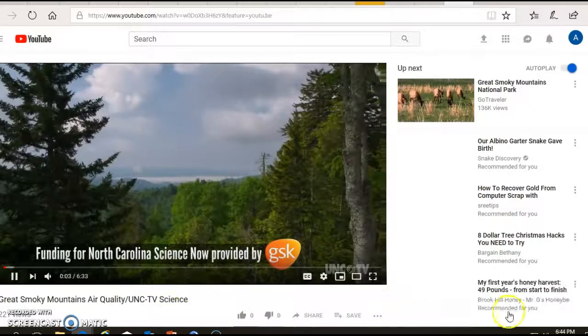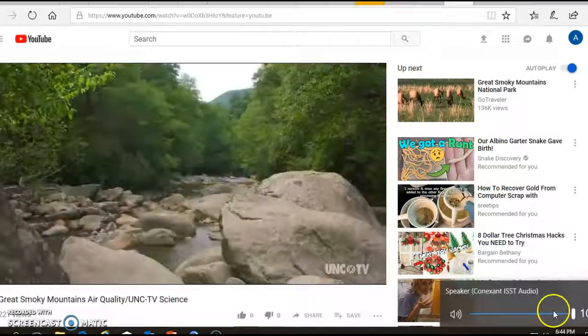Great Smoky Mountains National Park is a biological pressure flow.